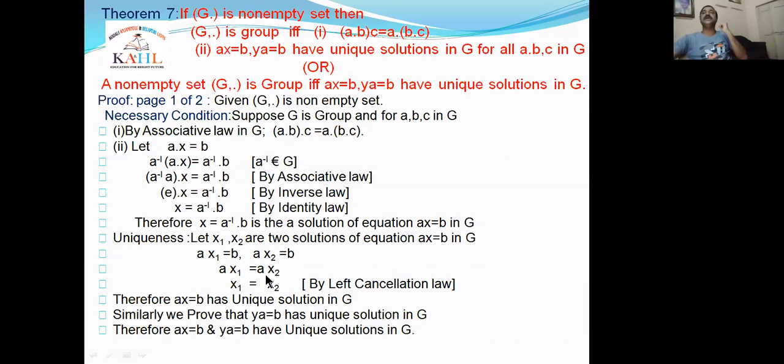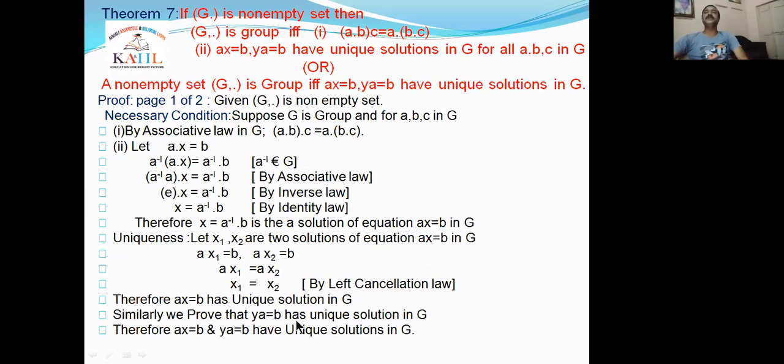We have written here ax1 is equal to b, ax2 is equal to b. So ax1 is equal to ax2. What is b? ax2. Instead of b, I am writing ax2. ax1 is equal to ax2. By left cancellation law, a will be cancelled. Then what happens? x1 is equal to x2. We are taking two solutions, but those two solutions are equal. That means the equation ax = b has a unique solution in G.